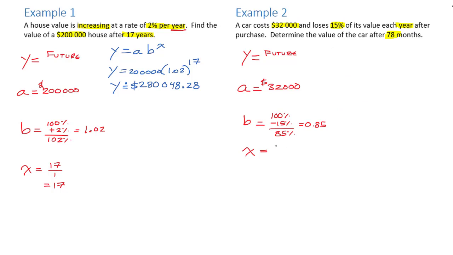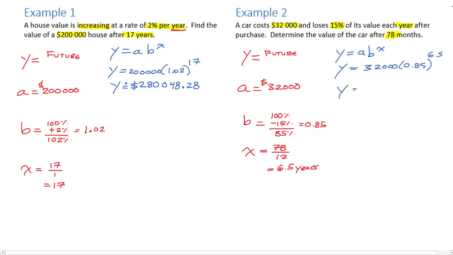Now the next thing is it's 78 months, but we need that in years, right? So what's 78 divided by 12? If we do that, we're going to get 6.5 years. There we go. Now we can set it up, and the rest is pretty easy. So it's all about that setup. Okay. All right. So we've got a $32,000 car times 85% to the power of 6.5.